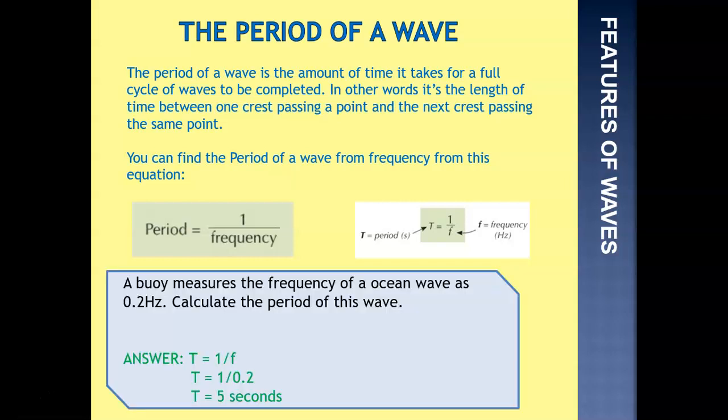Okay, I'll give you an example. So a boy measures the frequency of an ocean wave as 0.2 Hz. Calculate the period of this wave. So time period is 1 divided by frequency. The frequency is given as 0.2, so it's 1 divided by 0.2. If you put that in your calculator, it comes out as 5. Time period is always in seconds, so that would be 5 seconds. Again, when you are writing out your answers, when you're writing out any equations or calculations, make sure you stick every step in there. You've got your equation, calculation, then your answer, with units at the end of it.